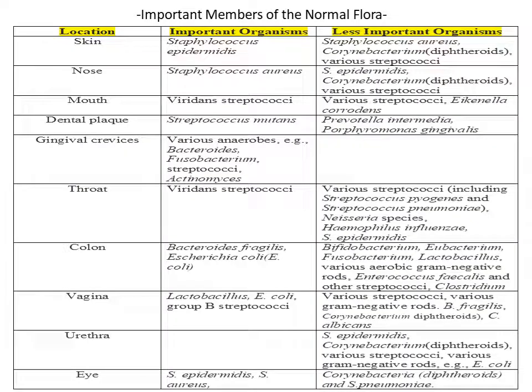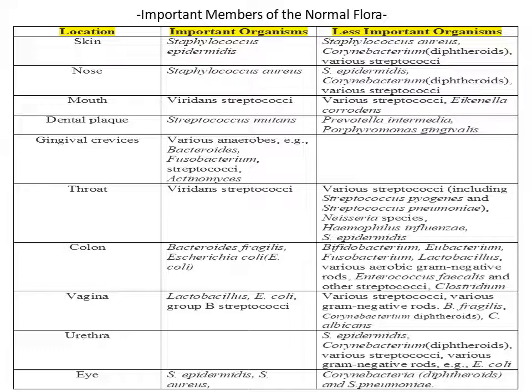Members of normal flora, according to location. Normal flora in skin: the important organism is Staphylococcus epidermidis, followed by Staphylococcus aureus, diphtheroids, and various streptococci. Normal flora in nose: Staphylococcus aureus. Other organisms are Staphylococcus epidermidis, diphtheroids, and various streptococci.